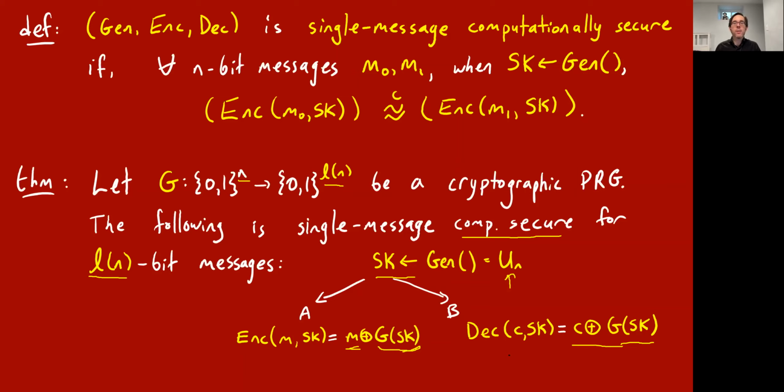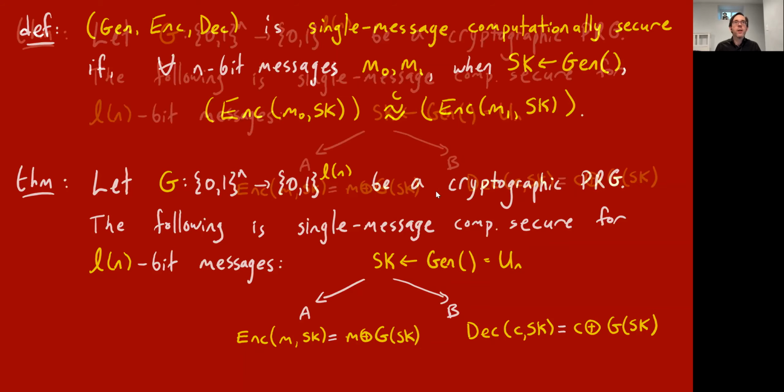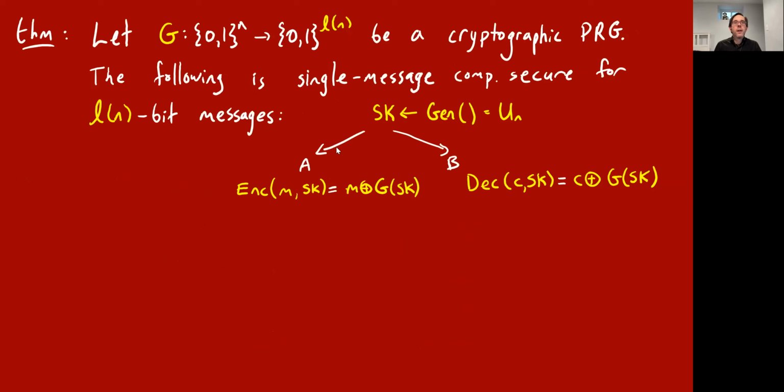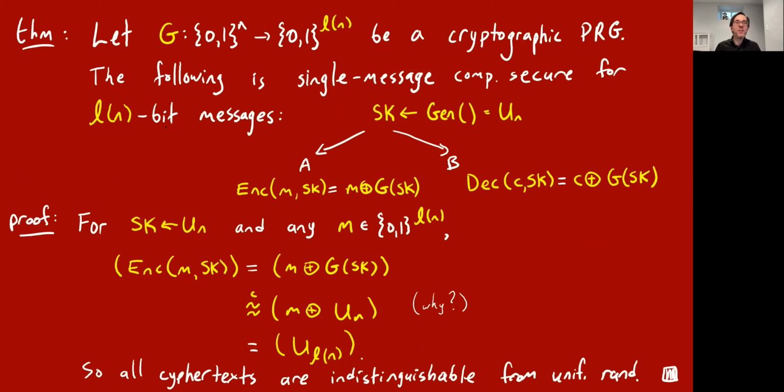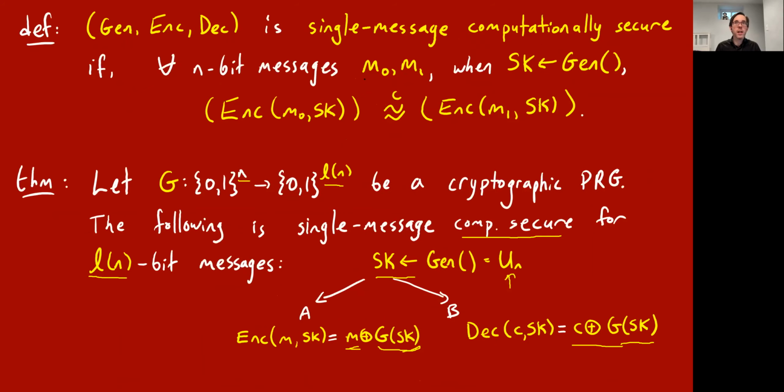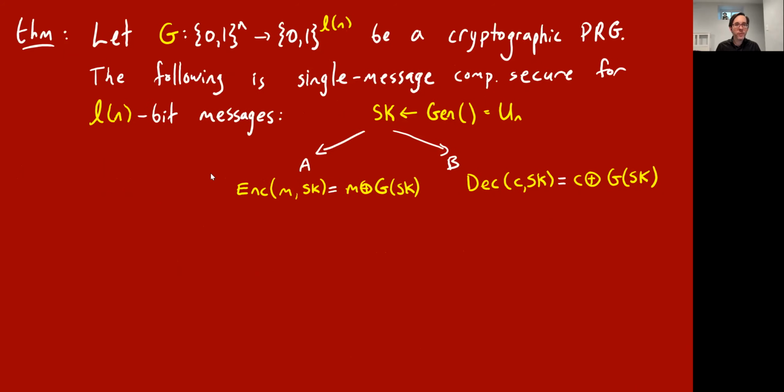And the proof that this is computationally secure is straightforward. In fact, I shall give the proof. So let's prove it. We need to show that it's computationally secure. So we need to fix any two messages, M0 and M1, and argue that this ensemble, the ciphertext for M0, is computationally indistinguishable from the ciphertext for M1.